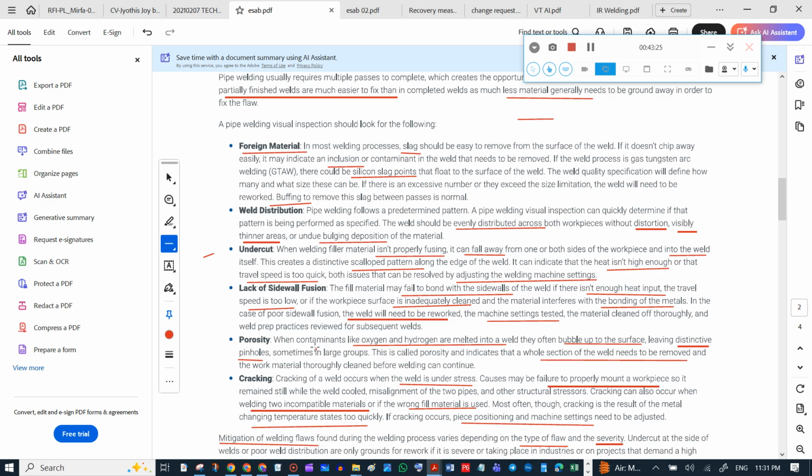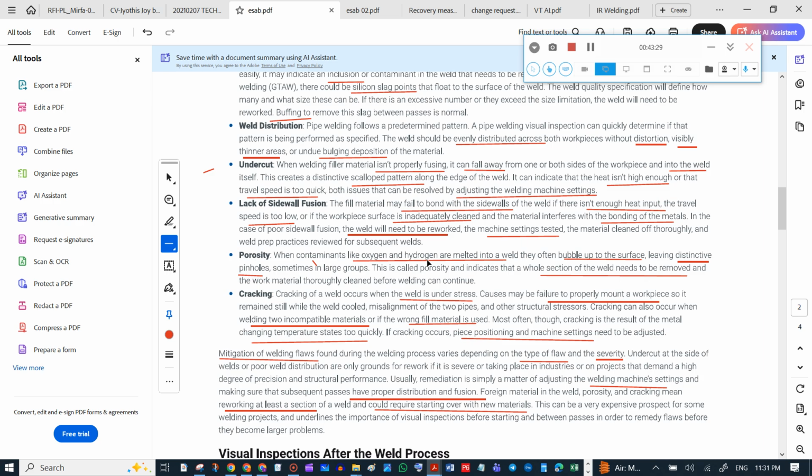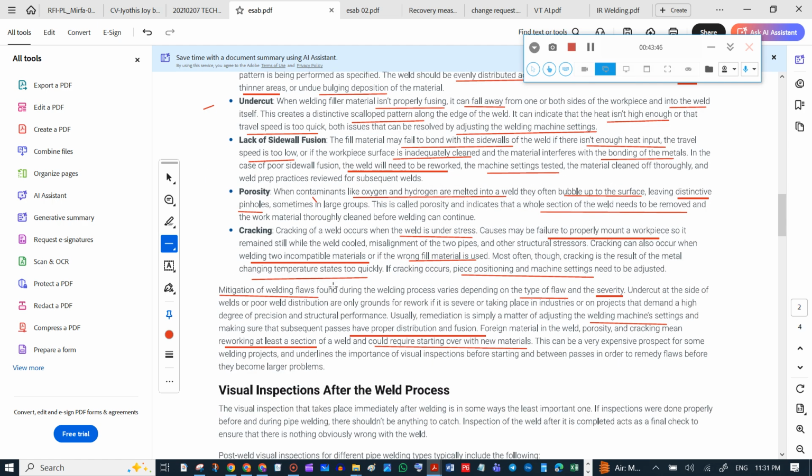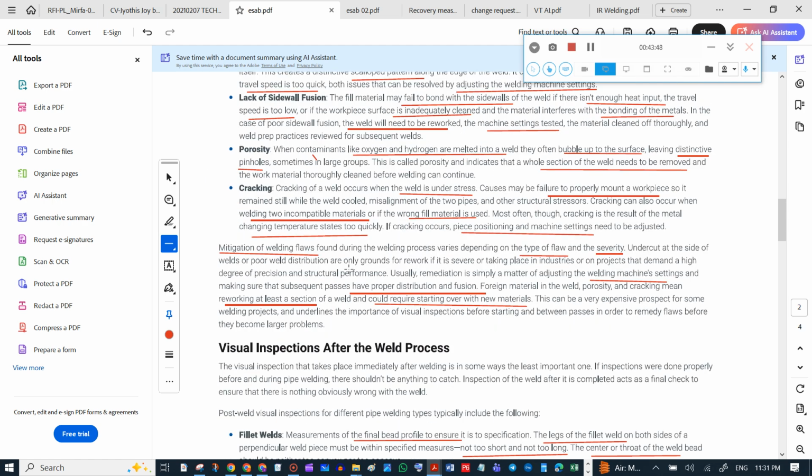Then porosity: contaminants like oxygen and hydrogen melt into the weld and bubble up to the surface. It leaves distinctive pinholes, sometimes in large groups. This is called porosity. It indicates that the affected section of the weld needs to be removed and the material thoroughly cleaned before welding can continue. And cracking occurs when the weld is under stress.